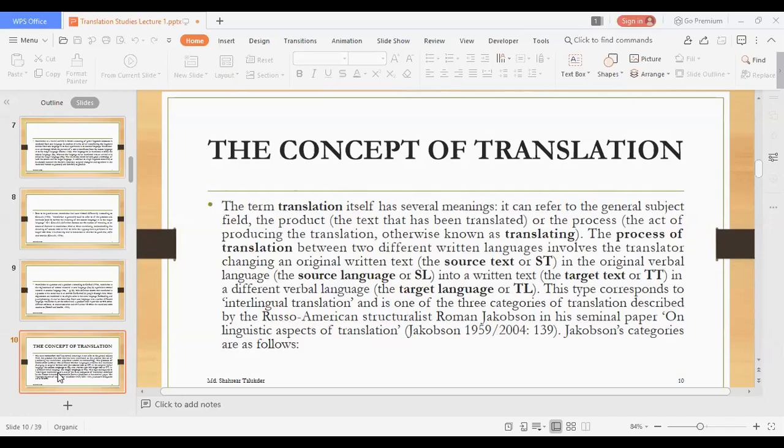SL, source text, source language. Similarly, the target text, that will be the TT. From Bengali to English, English will be the target text, so that will be TT, and the language itself will be the target language, that will be TL. So remember these abbreviations, because we'll be using them time and again.